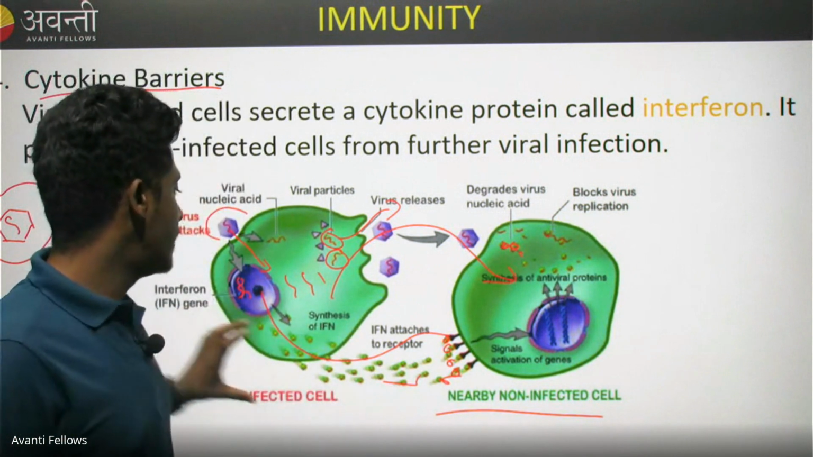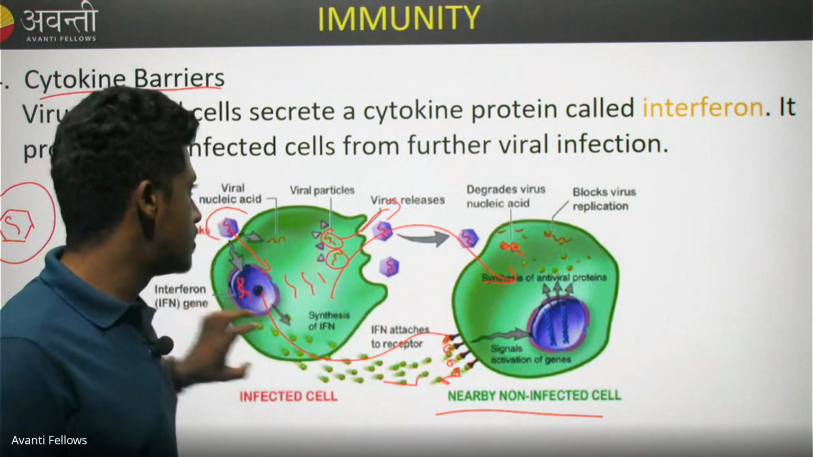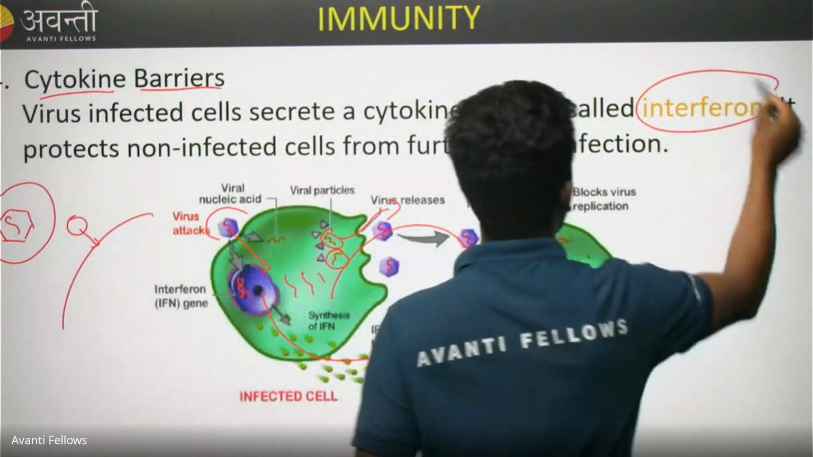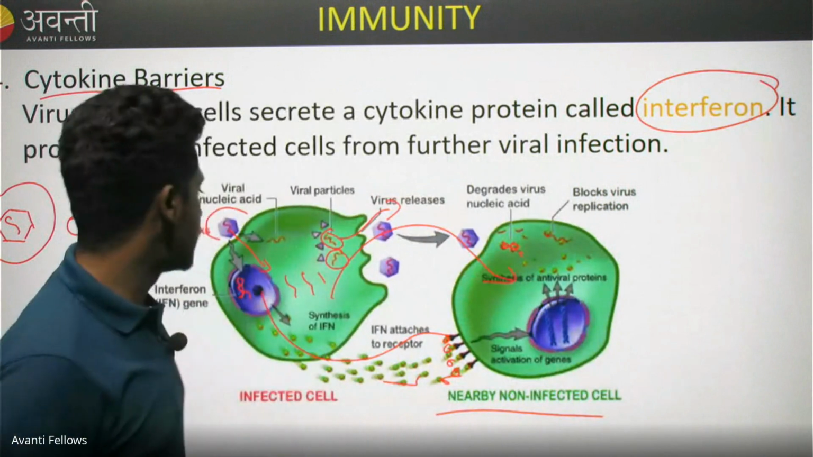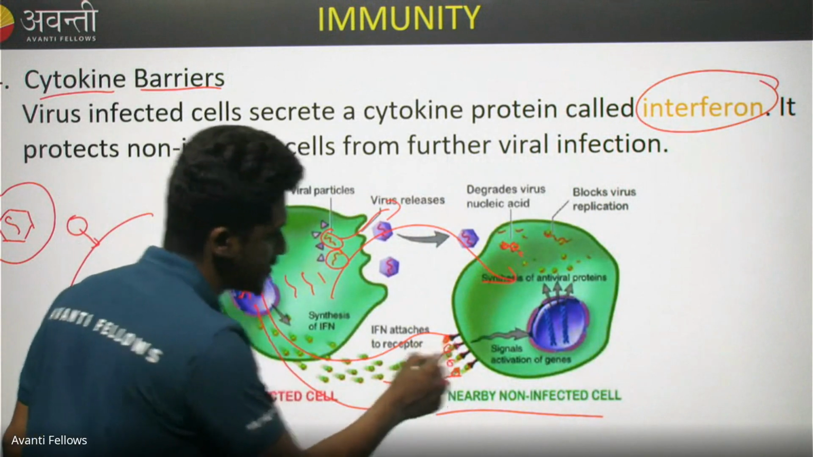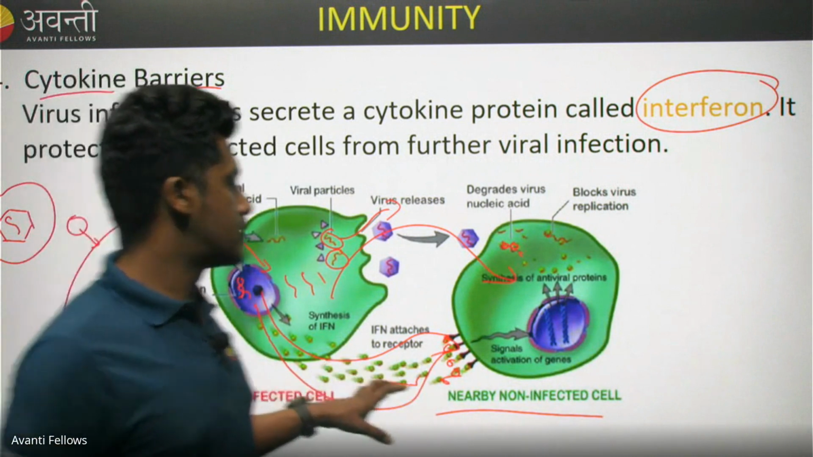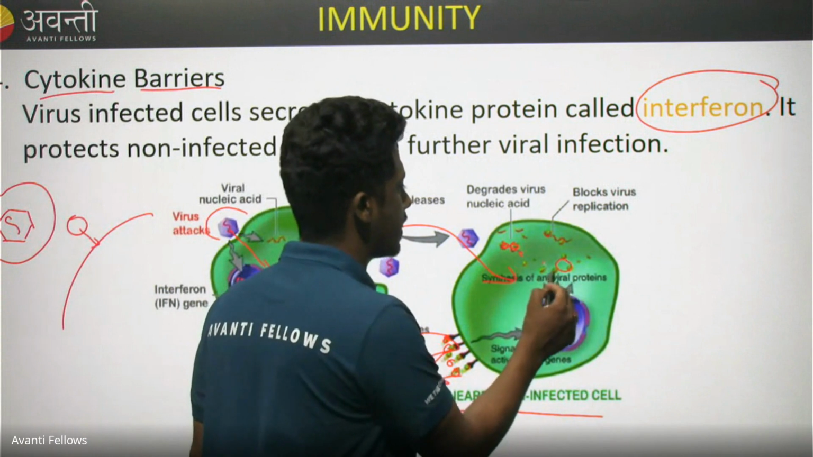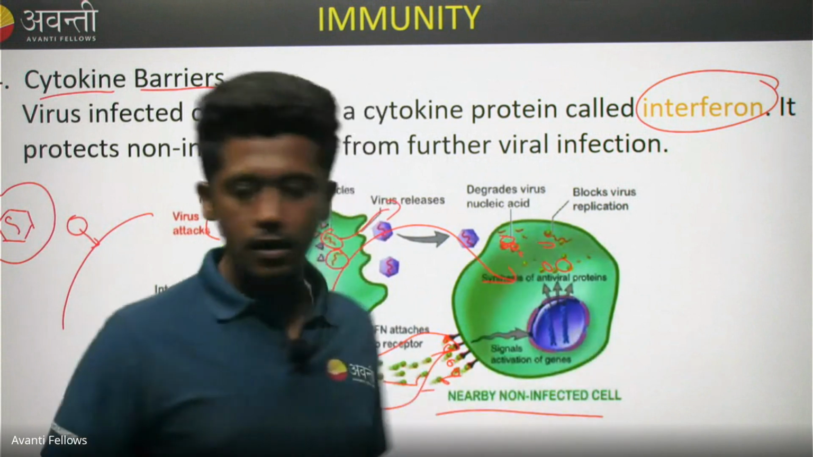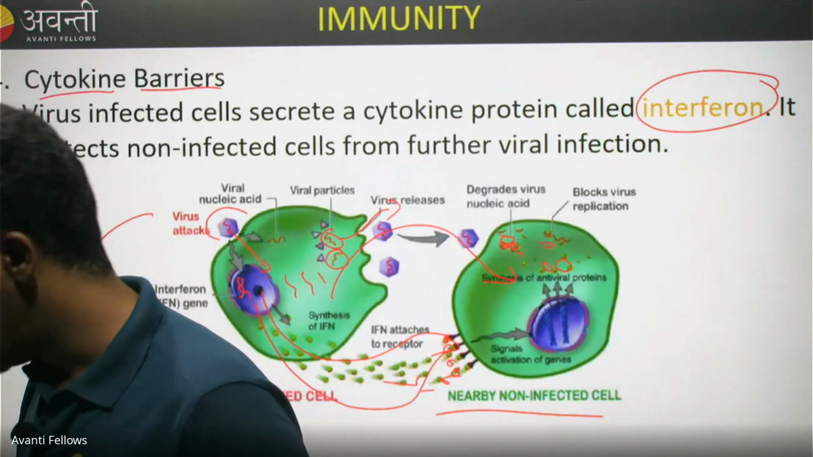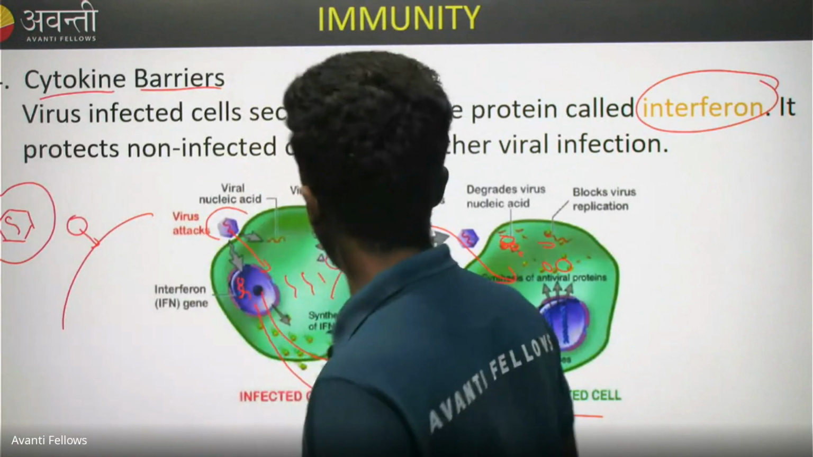So these infected cells, when they release these signals, they are called interferons. Interferons are a special type of signal that travel from the infected cells to non-infected cells. The non-infected cells pick up the signals, and with those signals, they produce some antiviral proteins, thereby stopping the viral infection. So these are called cytokine barriers.